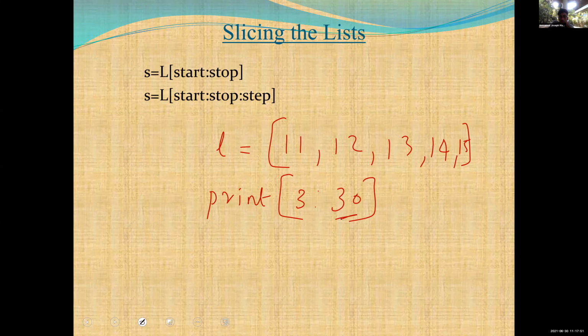Stop value. 30 is the stop value, but here there is no 30 index. The index values are from 0 to 4. The last index value is 4, but here we are giving 30. But there is no problem with the output. It starts from 3 and ends with 4. So if the stop value is greater than our normal index range, there is no problem with the output. It will display from 3 to the last value of the list. Is it clear, Srihari?